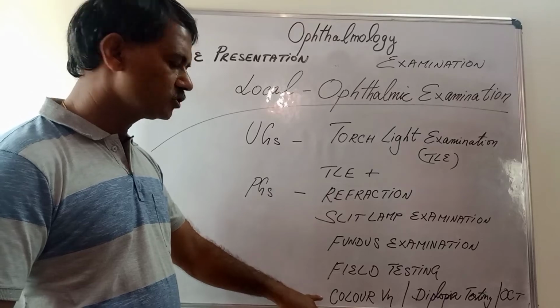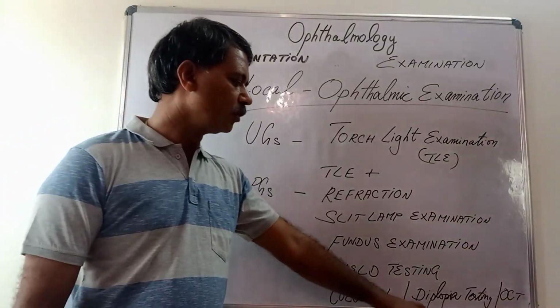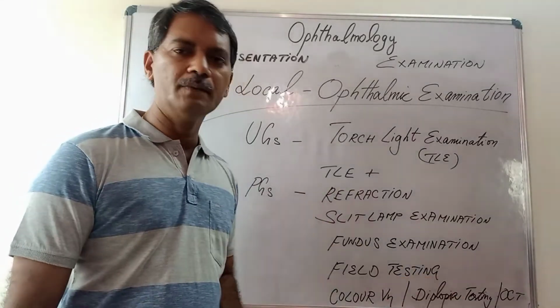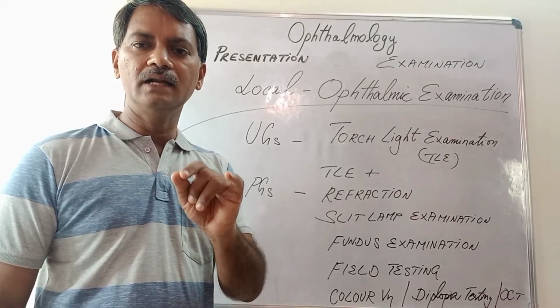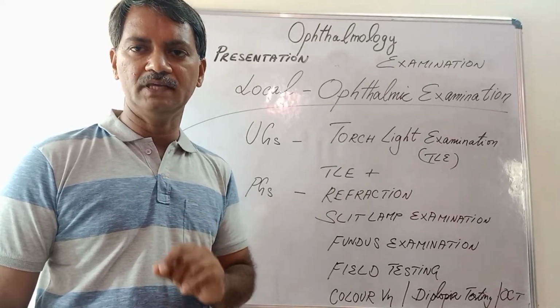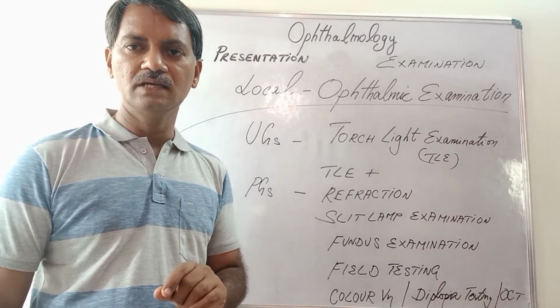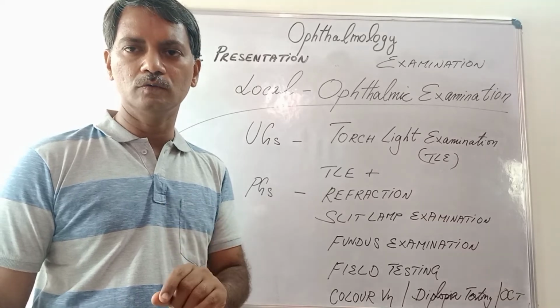Then they should also examine the color vision of the patient. They should do a diplopia charting in the patient if required. They should be able to interpret the readings of the optical coherence tomography, OCT. These are all the examinations the postgraduate students should be able to do.